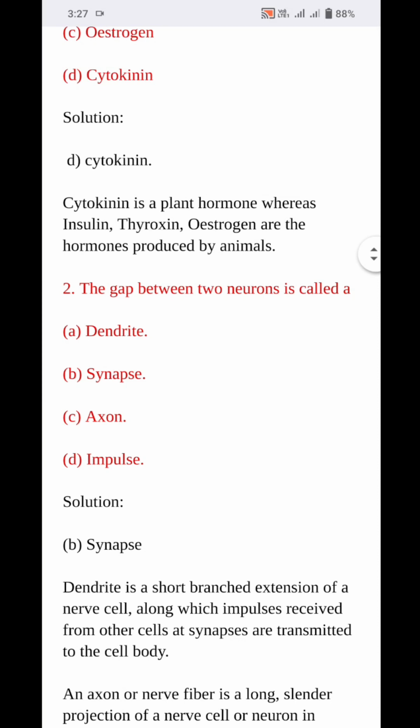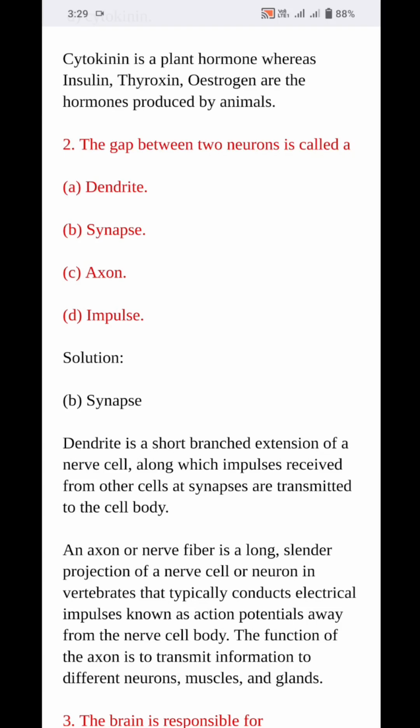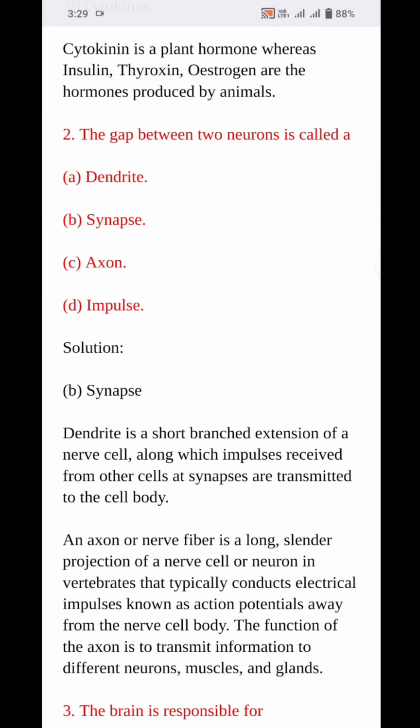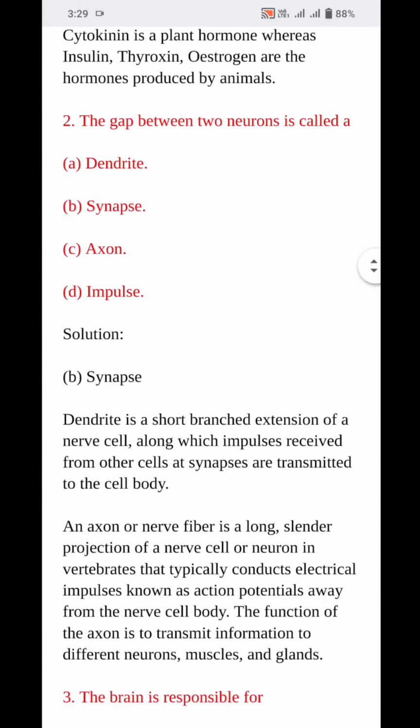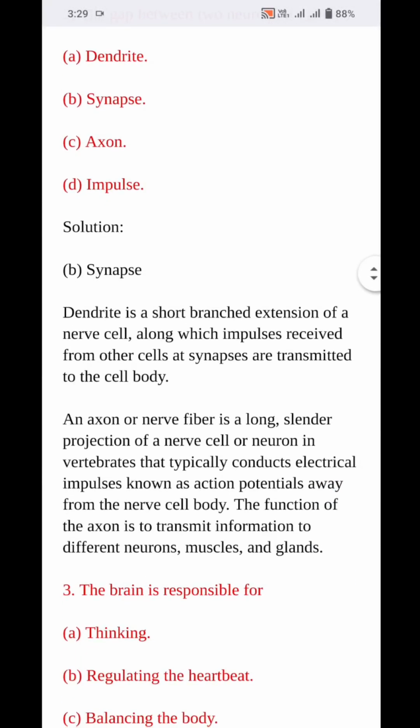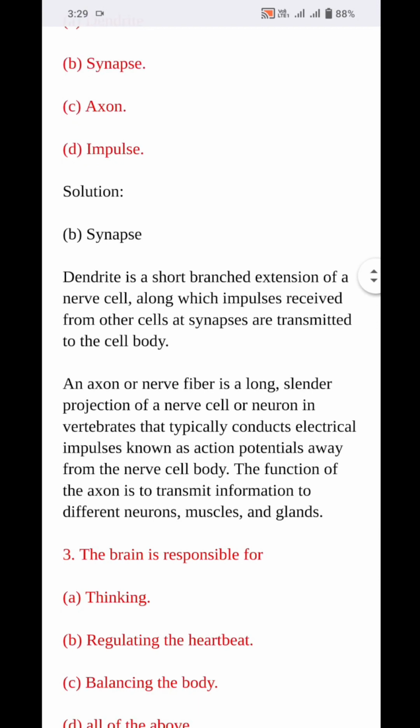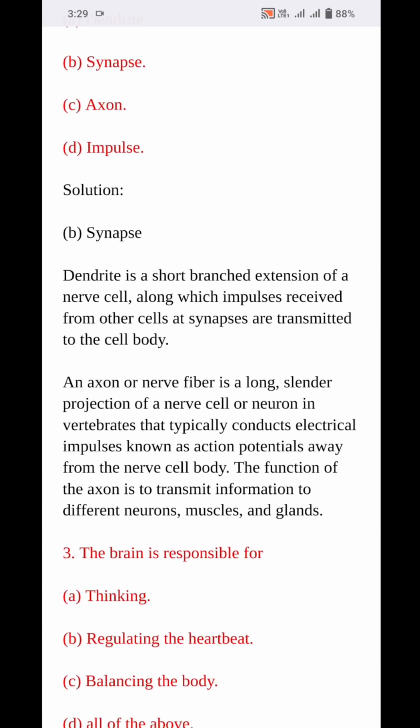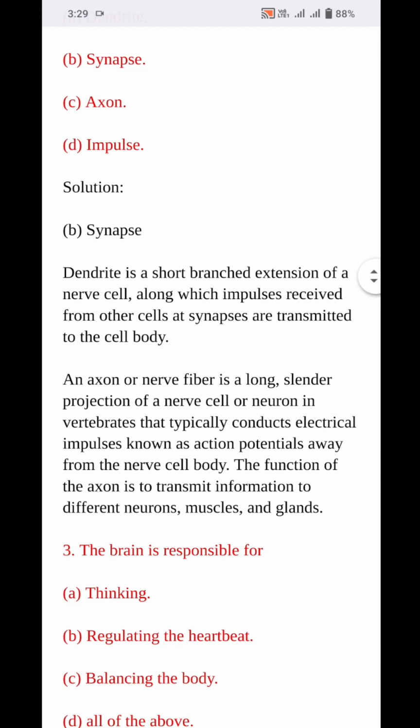Question number 2. The gap between two neurons is called A. Dendrite. B. Synapse. C. Axon. D. Impulse. Answer B. Synapse. Dendrite is a short branched extension of a nerve cell along which impulses received from other cells at synapses are transmitted to the cell body.